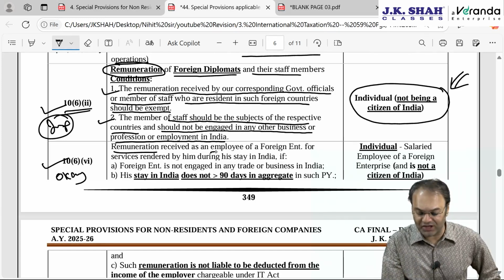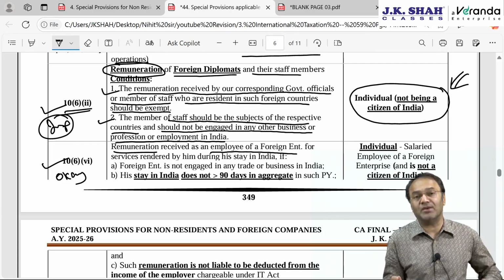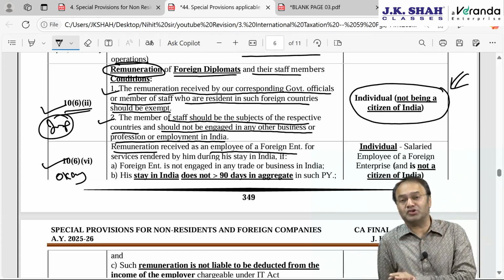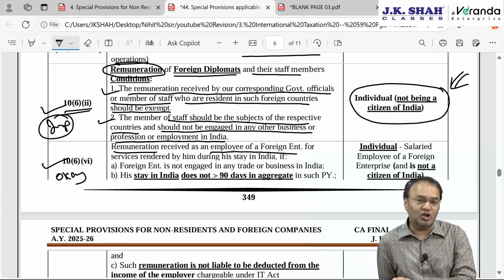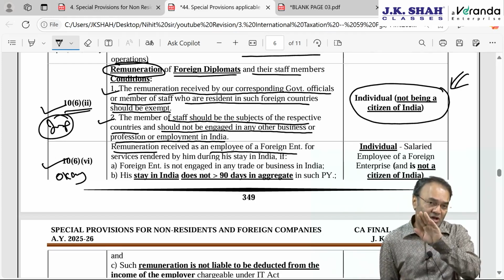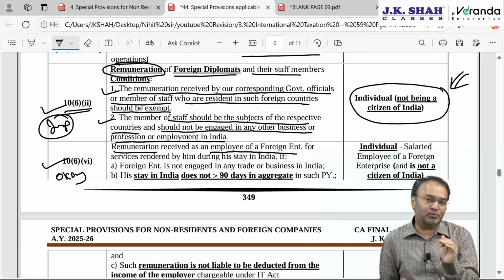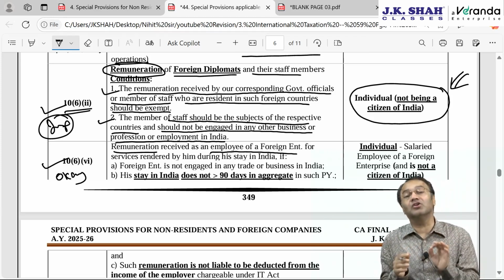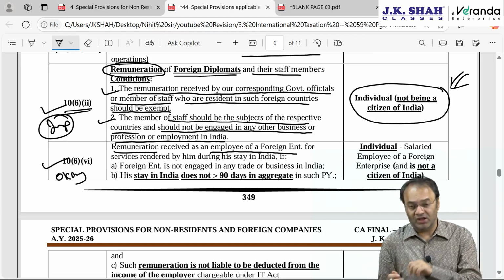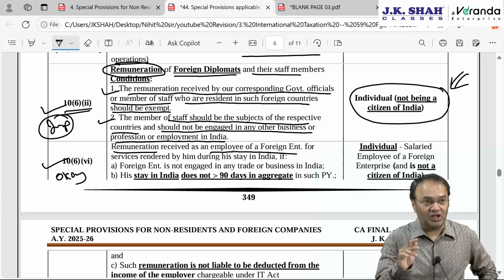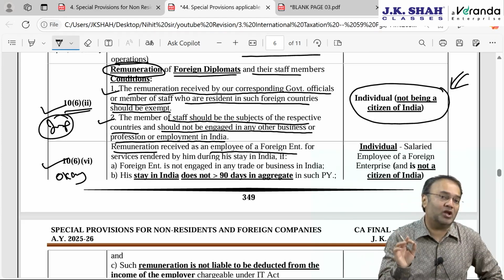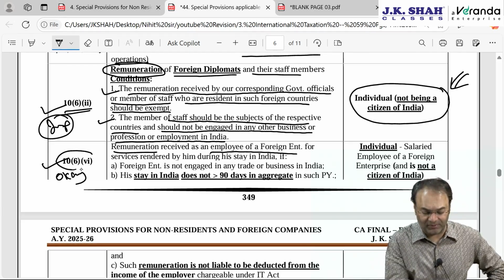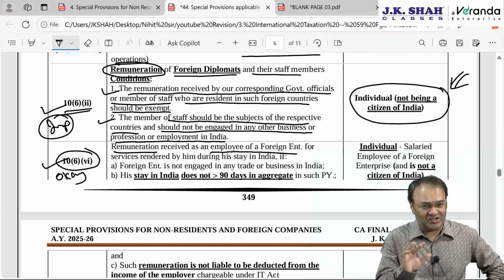Salary received as an employee of a foreign enterprise. For example, there is one employee of Suzuki Motors Corporation Limited, SMCL, Japan. A Suzuki Motors employee comes to India. Say Maruti Udyog people invited some employees of Suzuki that you come to India, stay here for 1 year, and provide training to our employees. In such a situation, if that Japanese employee comes to India only for 90 days maximum, then this exemption is available. 90 days, approximately 3 months.